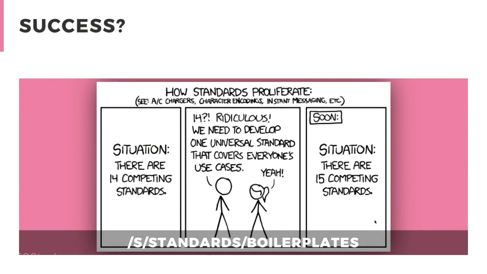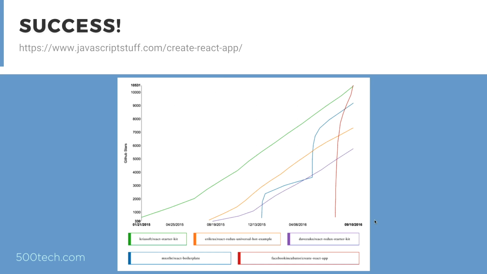So typically, this is a terrible formula for success, right? Like, there are 14 competing boilerplates. This is ridiculous. We need one boilerplate that covers everyone's issues. And the result is there's 15 boilerplates. But actually, what happened was it worked. And there's something strange in there.